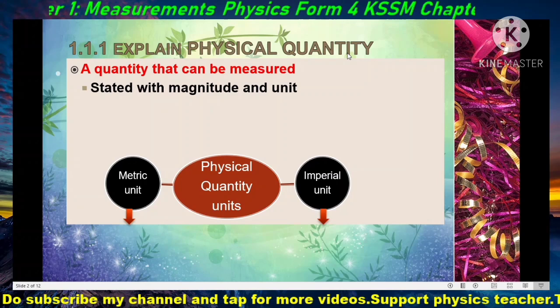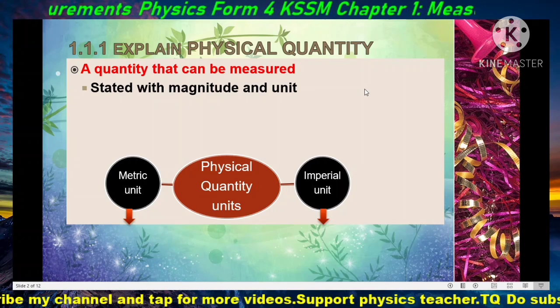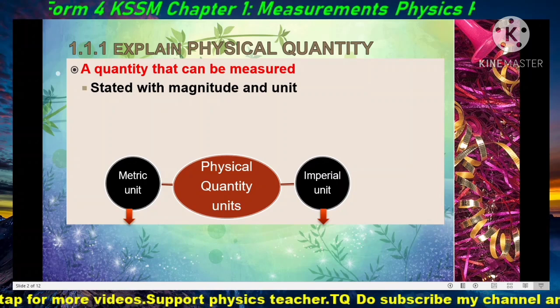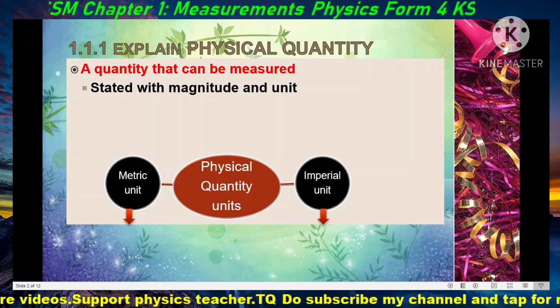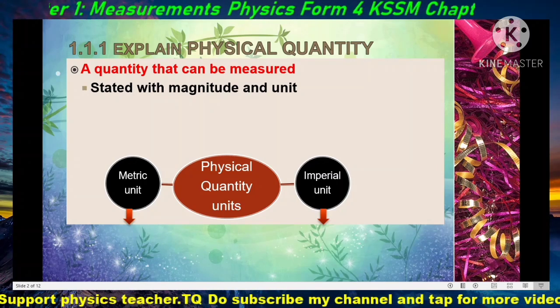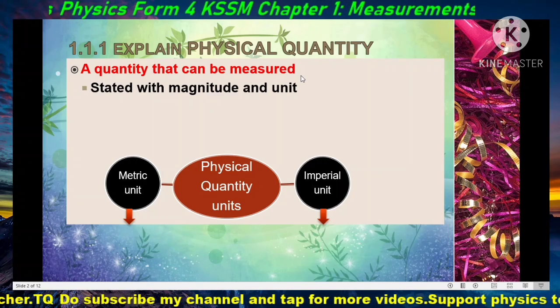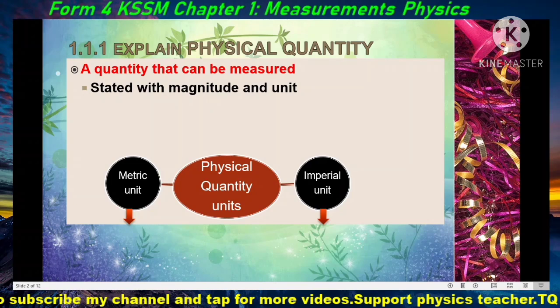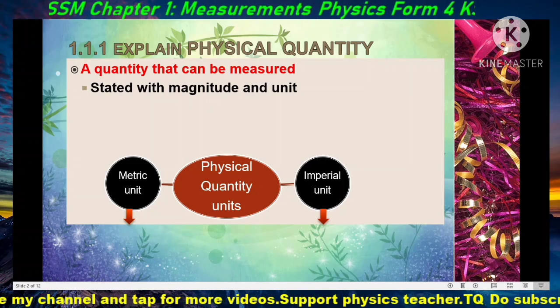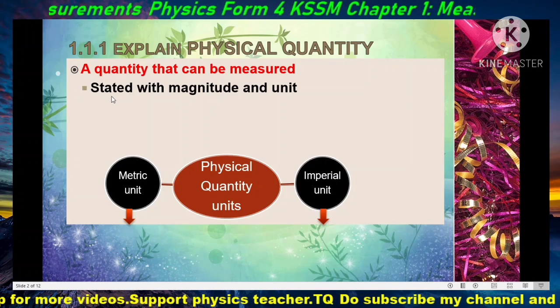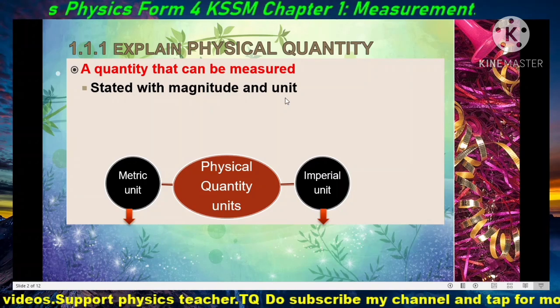Explain physical quantities. This one you have studied earlier in Form 1, so I hope you still remember what is meant by physical quantity. Physical quantity is a quantity that can be measured, meaning there must be a measuring instrument that is used to measure its magnitude. Physical quantity is always stated with magnitude and unit.